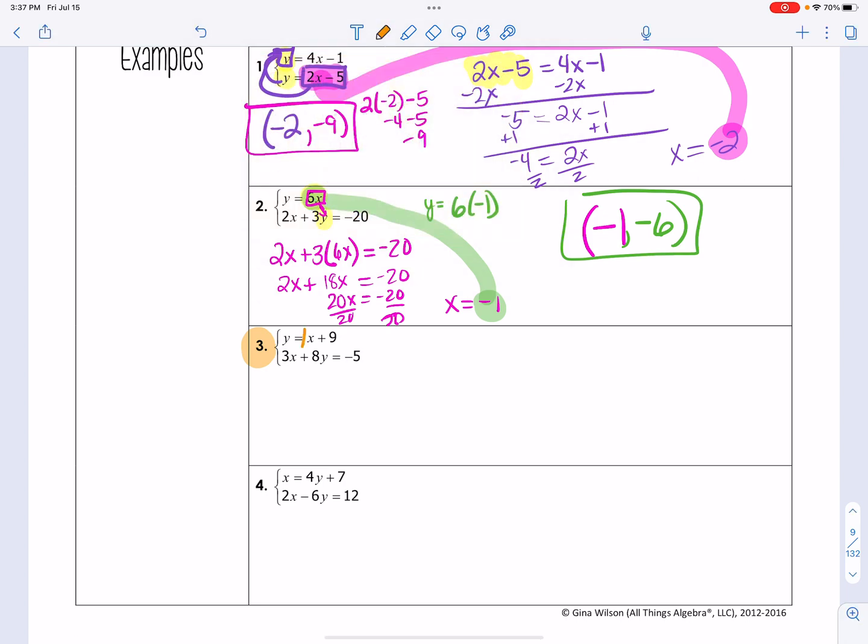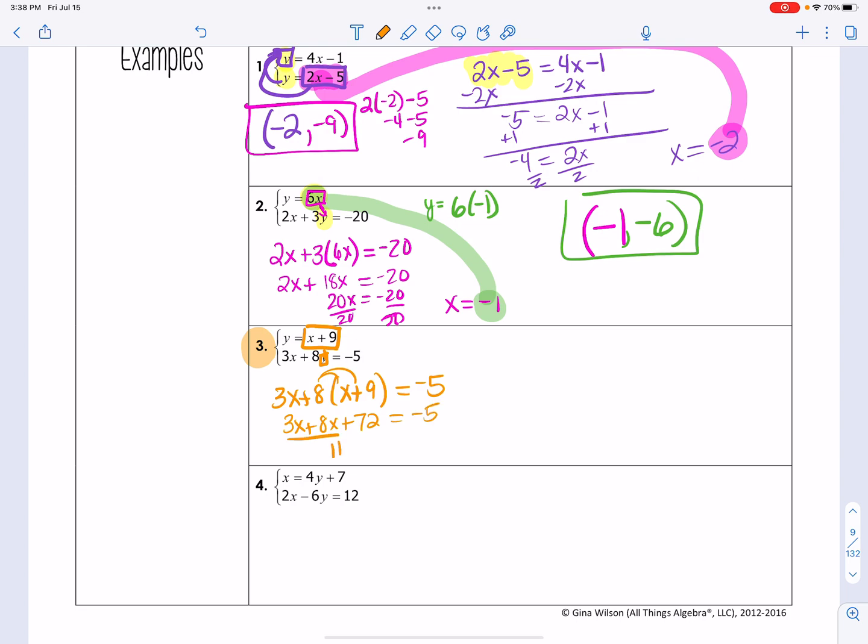All right, this is set equal to y, so I'm going to substitute it in for this y. So I would have 3x plus 8 parentheses. Now instead of writing y, I'm going to write x plus 9, and the whole rest of the equation stays the same. So the first thing I do is multiply in: 3x plus 8x plus 72 equals a negative 5.